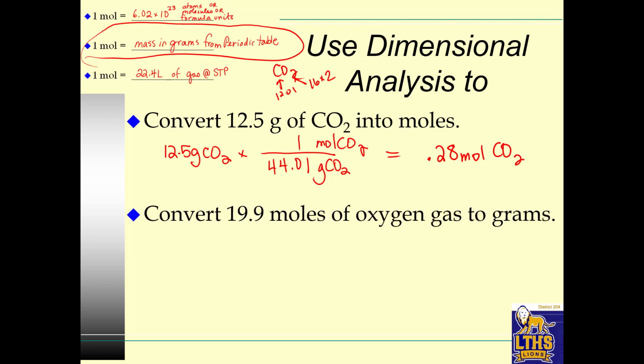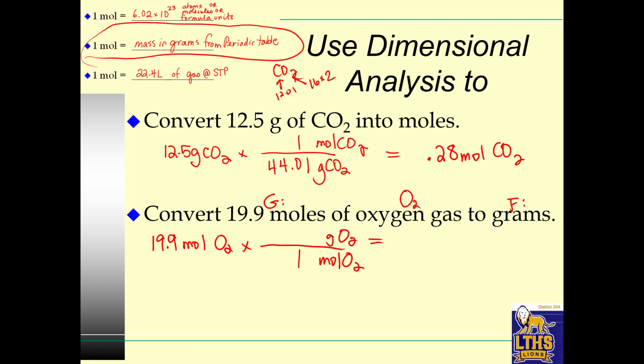Okay, let's try another one. We want to convert 19.9 moles of oxygen gas into grams. So the identity of oxygen gas is O2. So I have 19.9 moles. Look, I use my given. That's given to me. What am I trying to find? Find grams of O2. I'm going to change moles into grams. There's a direct relationship between moles and grams that I have to memorize. And then I always have a periodic table handy. So the number 1 always goes with moles when moles are with grams in a conversion factor.